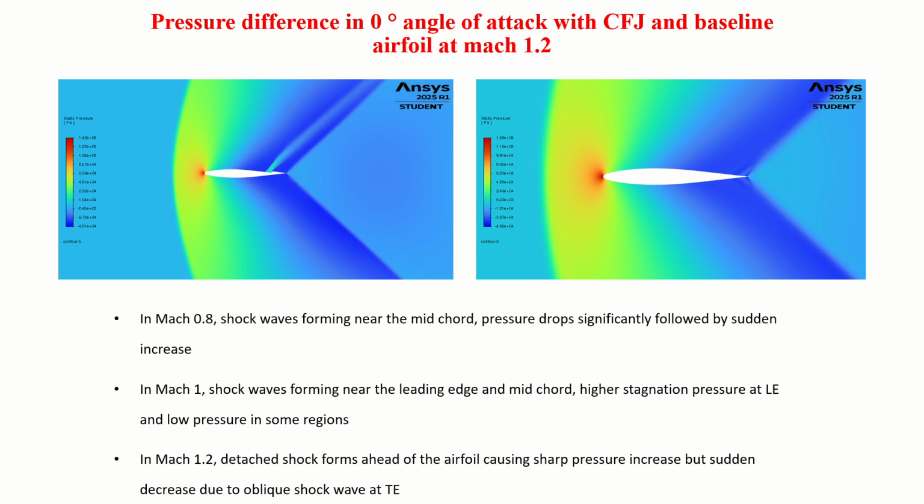At Mach 1, shock waves form near the leading edge and mid-chord at 0 angle of attack in the base, but in CFJ there is reduced shock wave formation near the leading edge and also in the mid-chord, and the lowest stagnation persistence was recorded.